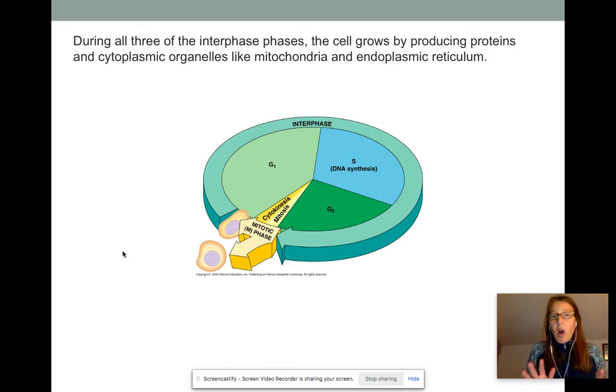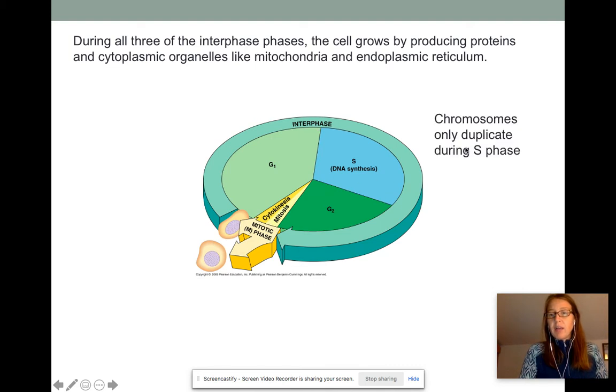All right, so during all three of the interphase phases, G1, S, and G2, the G stands for gap 1, the S is DNA synthesis, and G2 is gap number 2. But in all three of these phases, the cell is doing all its normal activities, and it's going to be growing by producing proteins and cytoplasmic organelles, like copying organelles and making more of them, like the mitochondria and the endoplasmic reticulum. But there's some things that happen. The S phase itself is where DNA replication actually occurs.